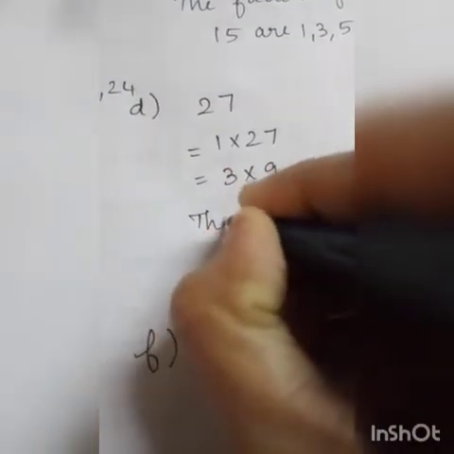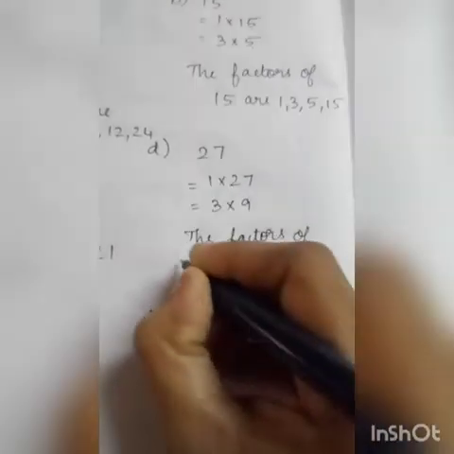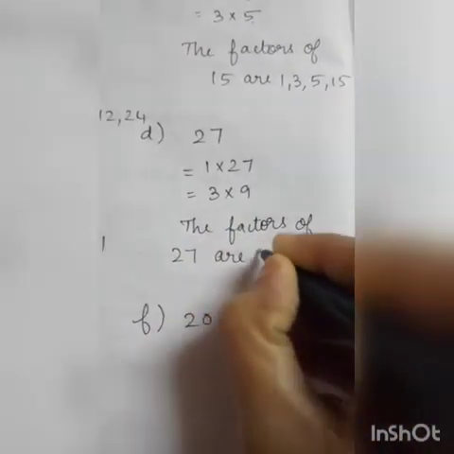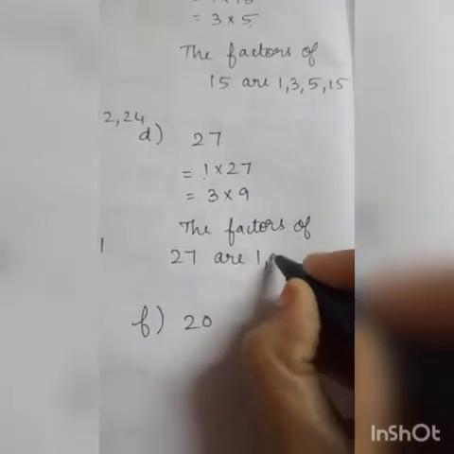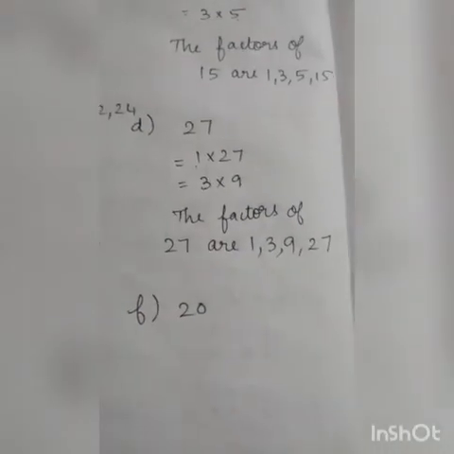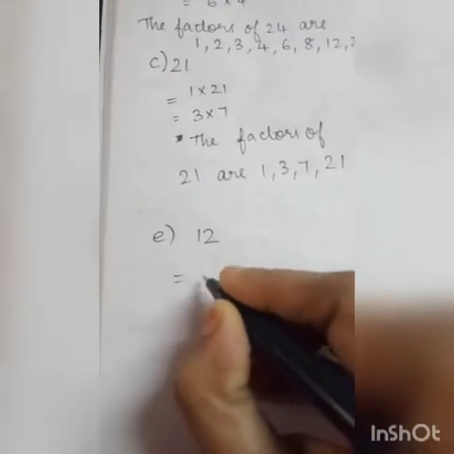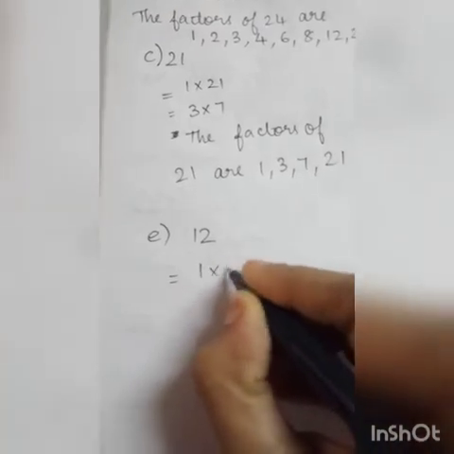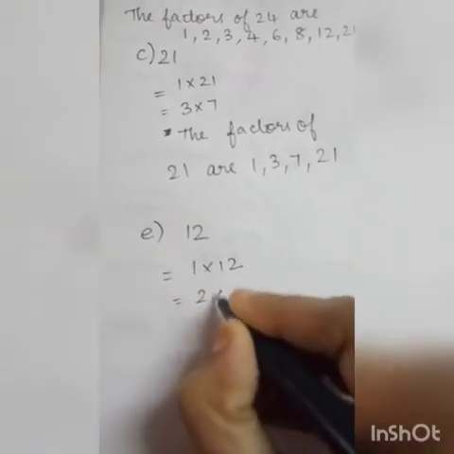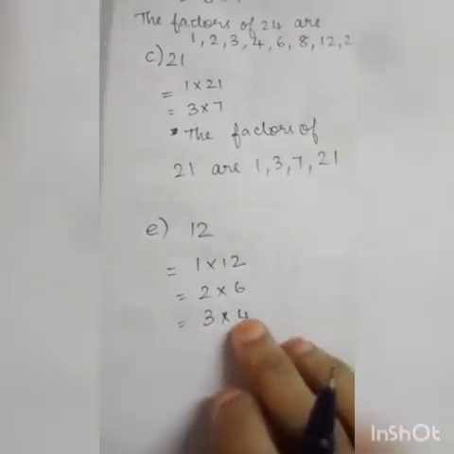So, the factors of 27 are 1, 3, 9, 27. Understood? Next is your 12. Okay, we can start writing. 1 12s are 12. 2 6s are 12. 3 4s are 12. After that, 4th table.